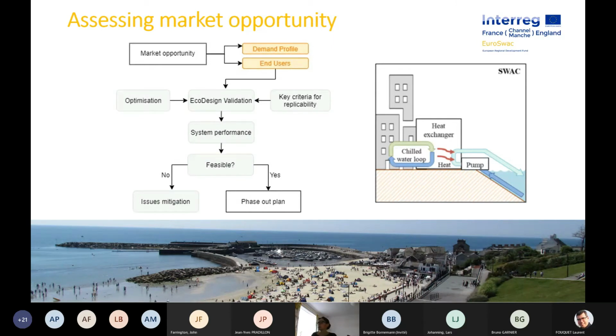Then we will assess the market opportunity. To do so, we will analyze the demand profile and also end users. And once this is done, we will validate its eco design. So with this, we will apply the optimization, and also we will identify the key criteria for replicability. Then we'll go into the system performance, and again we'll ask the question, is the system feasible? And if it's yes, we will definitely phase out the plan. If it's no, we will issue some mitigations.